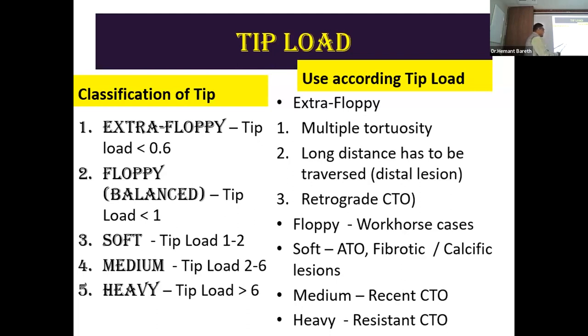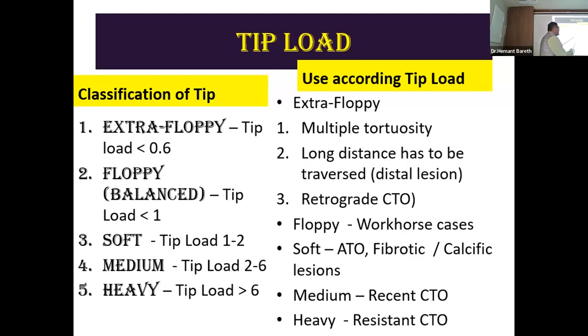Then it would be medium. Again, in recent CTOs, you might want to use a medium tip load wire between 2 to 6. And in a chronic CTO, you might require a tip load of more than 6. So an extra floppy wire with tip load less than 0.6 may be useful when there are multiple tortuosities, because you need the tip to take on the bends, and then the wire will follow. And more distance has to be traversed.